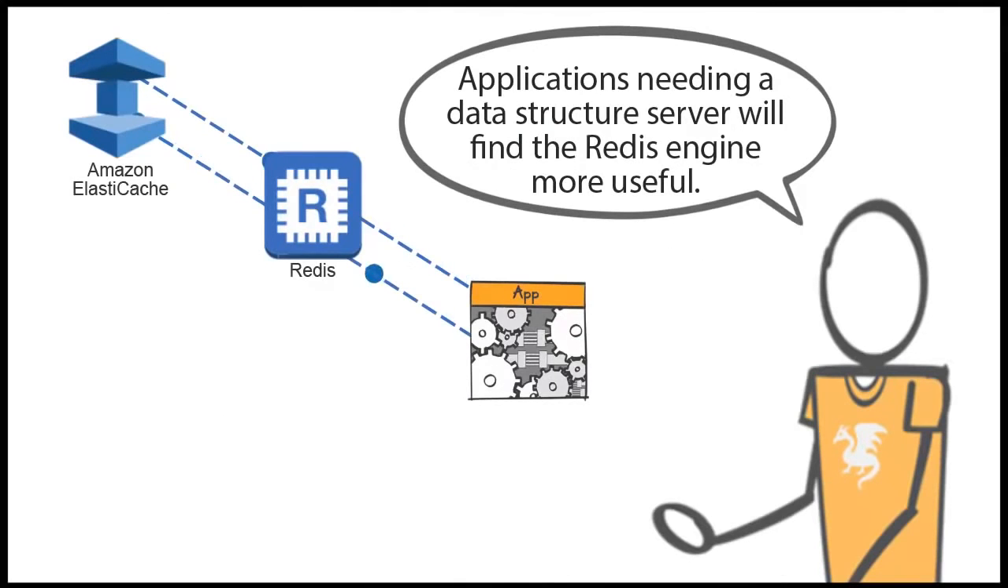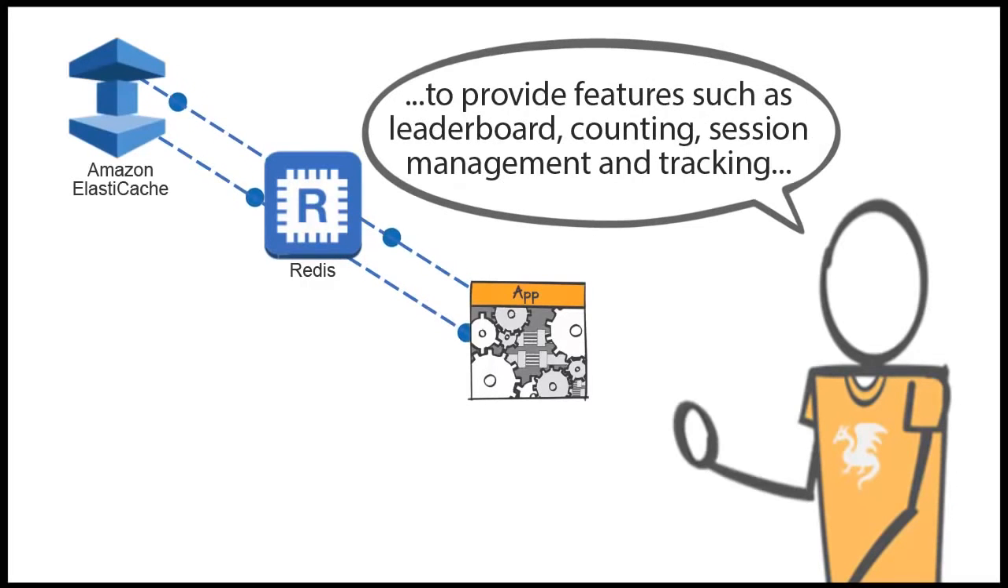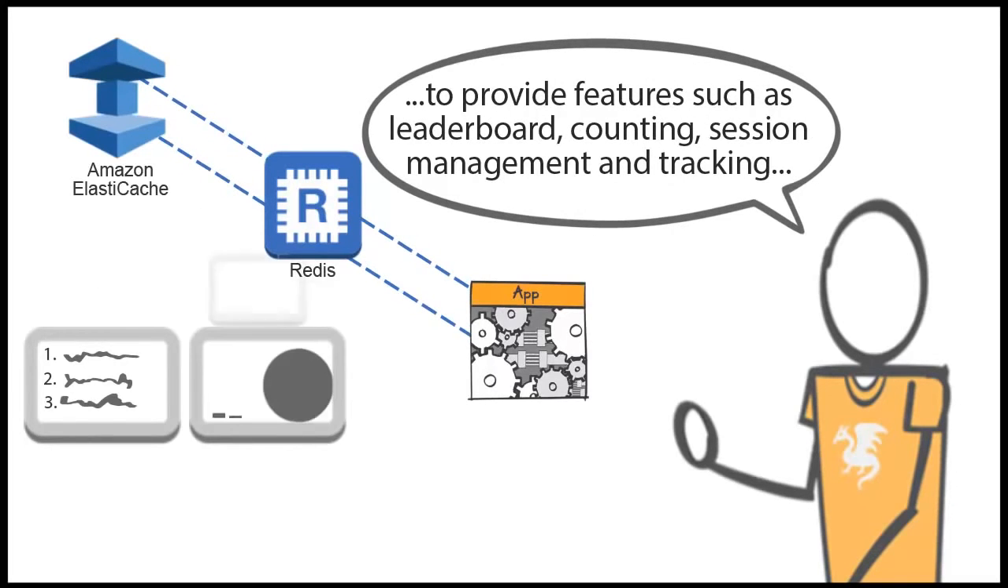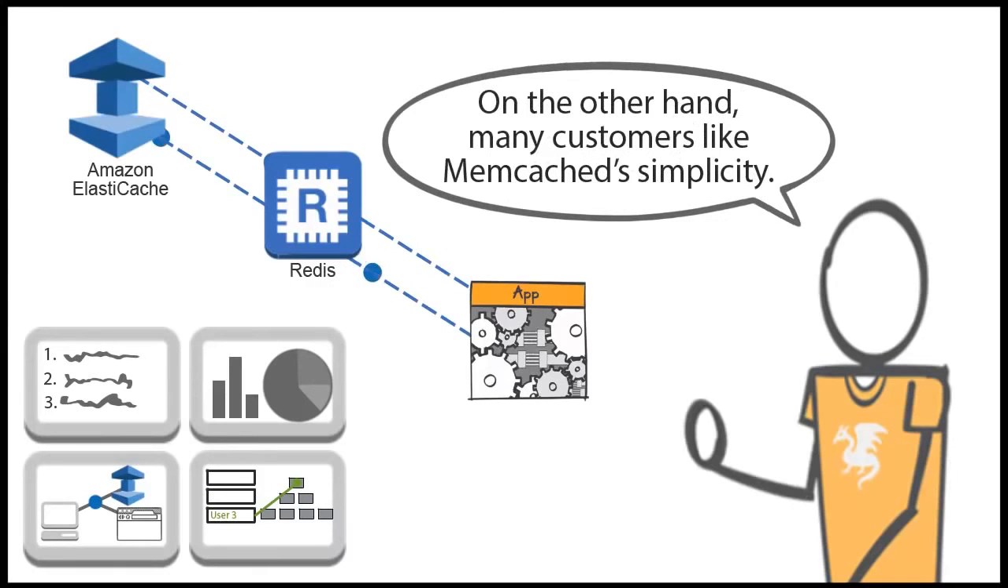Applications needing a data structure server will find the Redis engine more useful. With Redis's support for advanced data structures, you can augment your database tier to provide features such as leaderboard, counting, session management, and tracking that are hard to do cost-effectively with relational databases. On the other hand, many customers like Memcached simplicity.